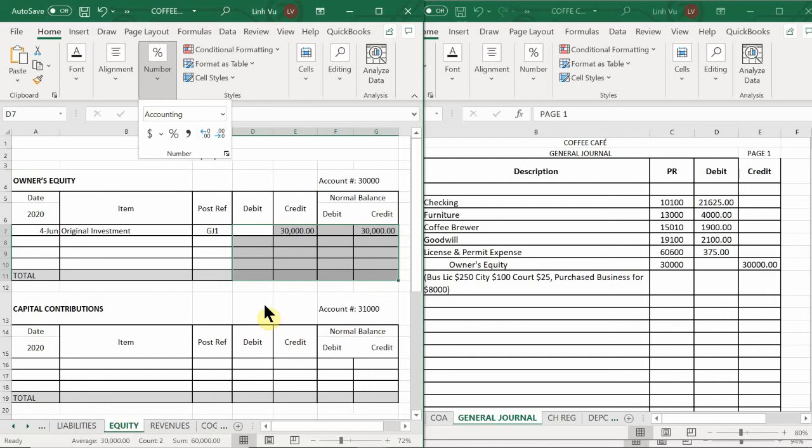Okay? So in this case, I credited my account because that's how equity works, right? It normally is increased with a credit. So there you go. I have $30,000 on the credit side, which gives me a running balance of $30,000. Okay.